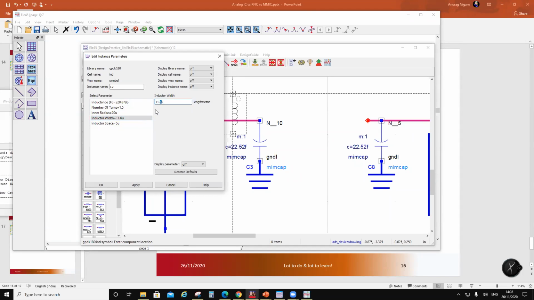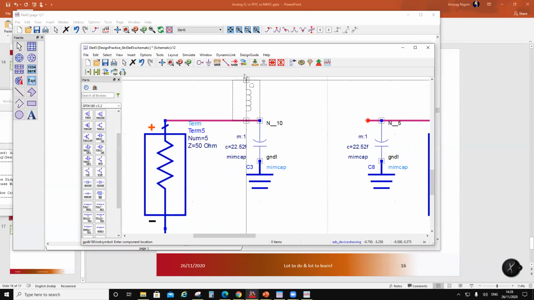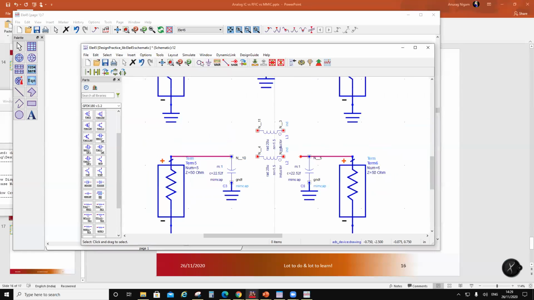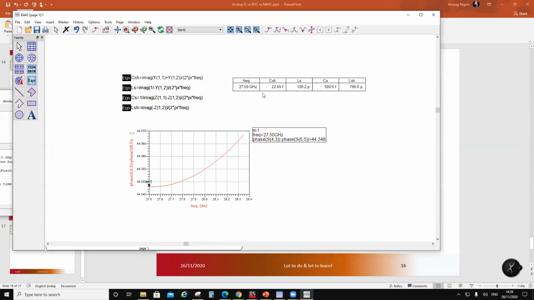218 I want, no? Inductive width 12.3. Yeah, roughly here. Okay, I'll put 2 of them. Usually you should just replace it with a custom inductor, which will be just a trace of line. But no problems. I'm going to use this for 45 degrees. Done. So this is 44.37.